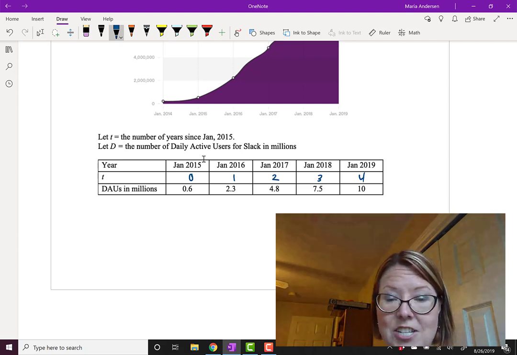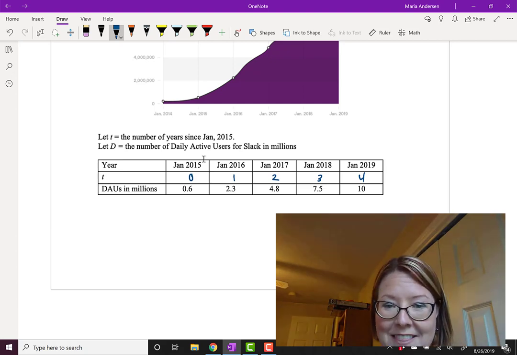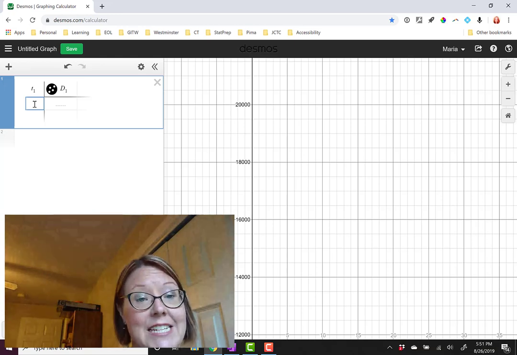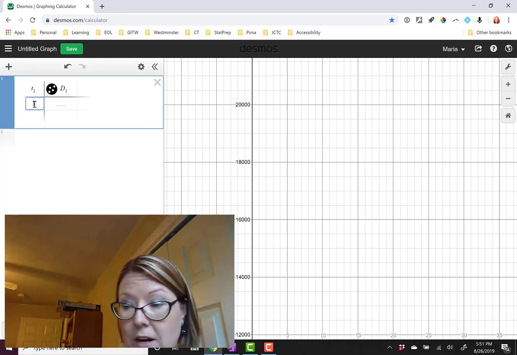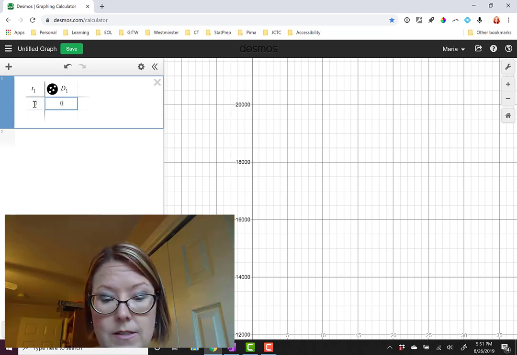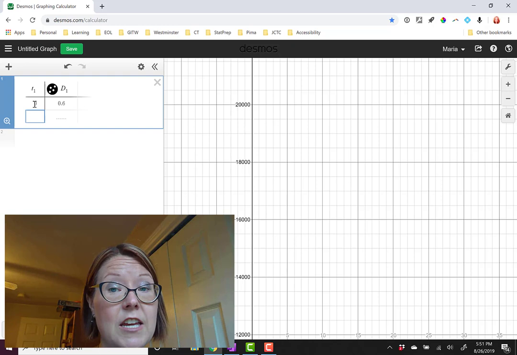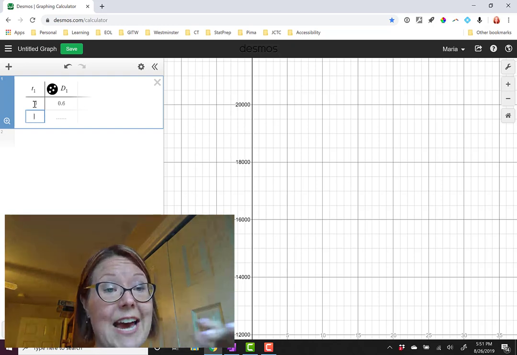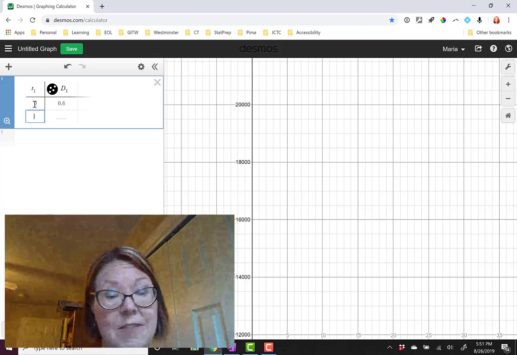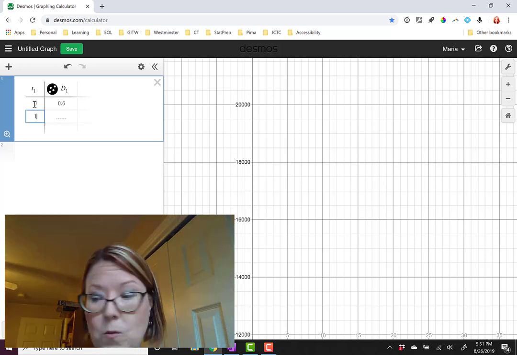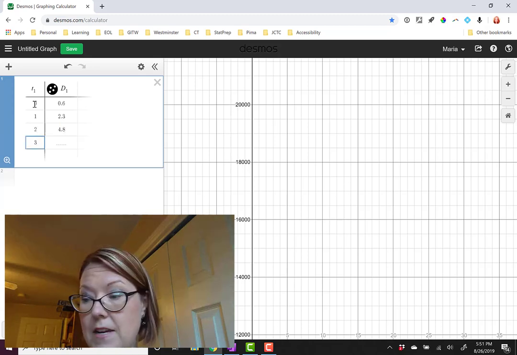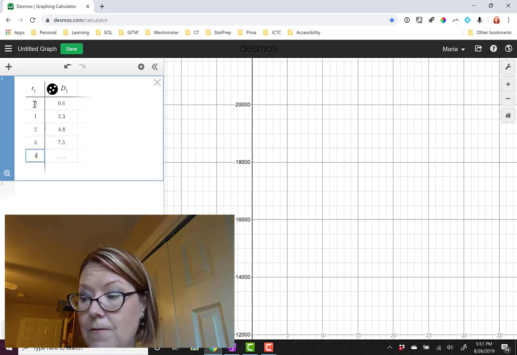The next thing we need to do is jump over to Desmos, plot that data, and find the regression model. In my data table, I have T sub 1 and capital D sub 1 for the header row, and then my data pairs 0, 0.6. By the way, if you are on a keyboard, you can use Tab to go from one cell to the next. It will tab down to the next line for you. My next data pair is 1, 2.3, then 2, 4.8, 3, 7.5, and 4, 10.